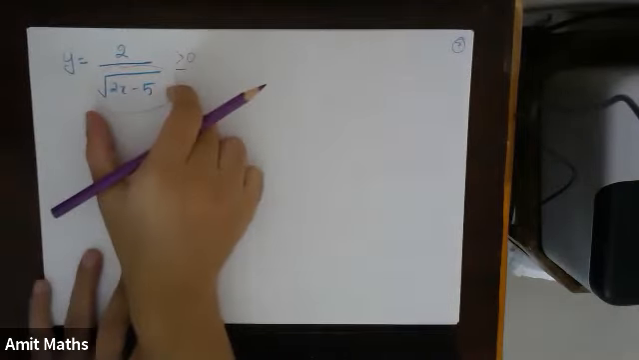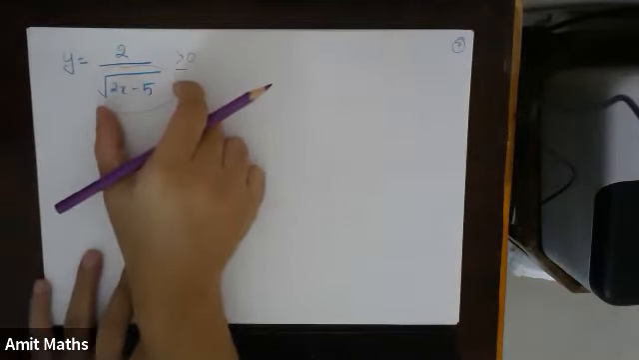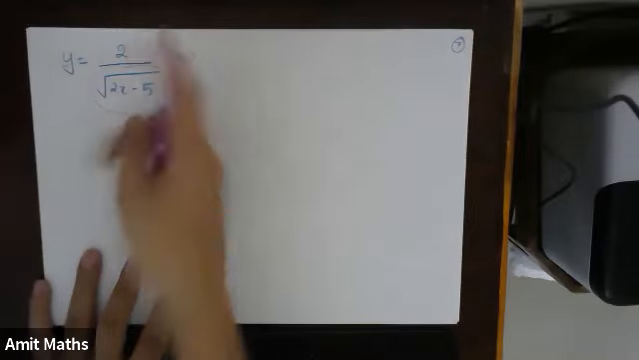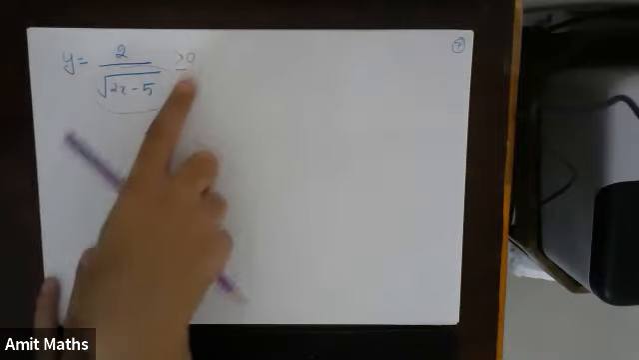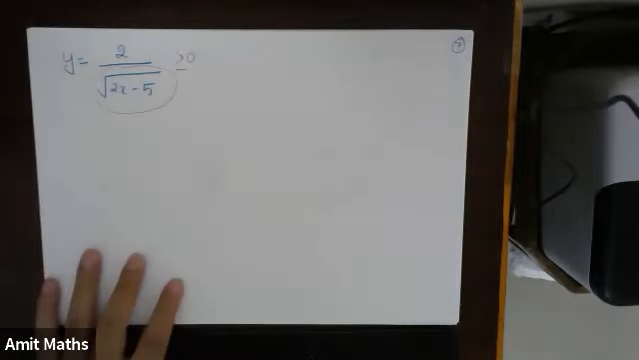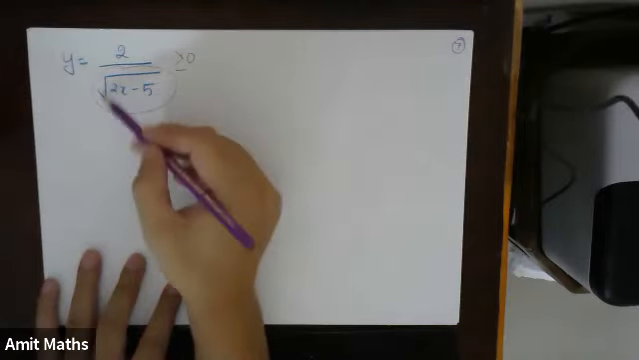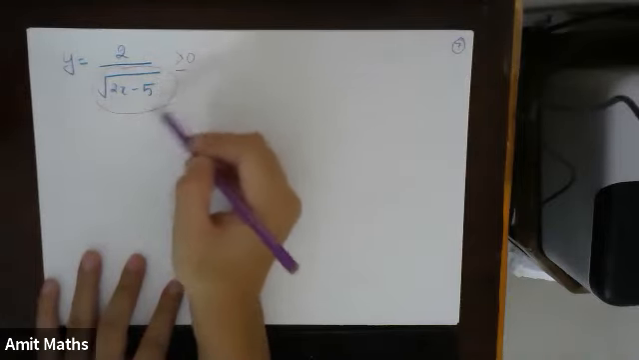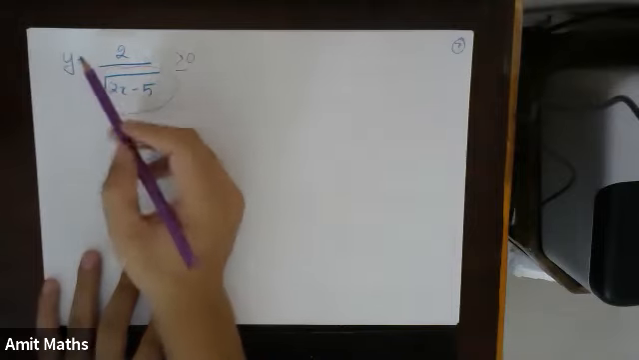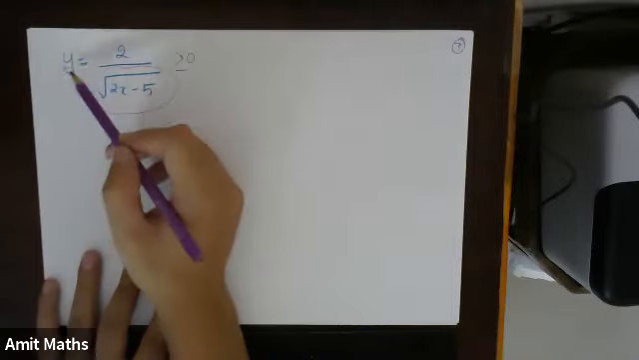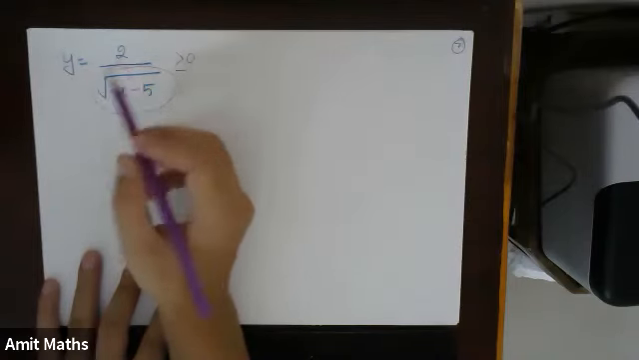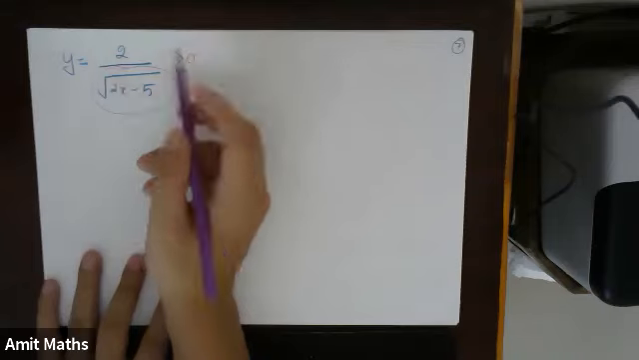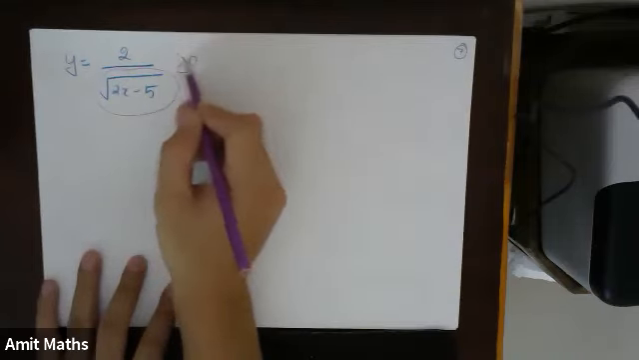But this is in the denominator, right? If it was in the numerator, y could have attained all values greater than or equal to 0. But now this part is in the denominator. That means y will assume all positive values, but y will never be able to assume 0.